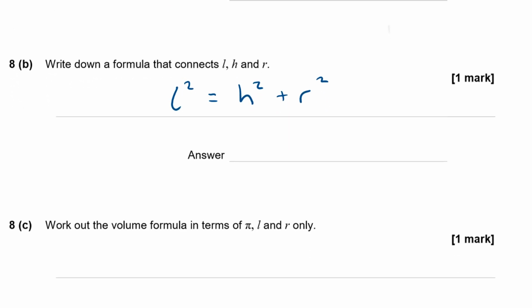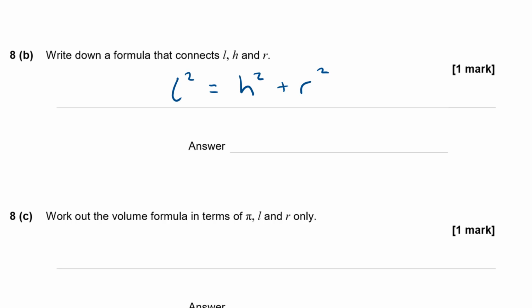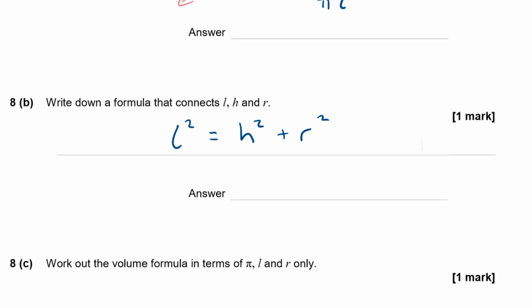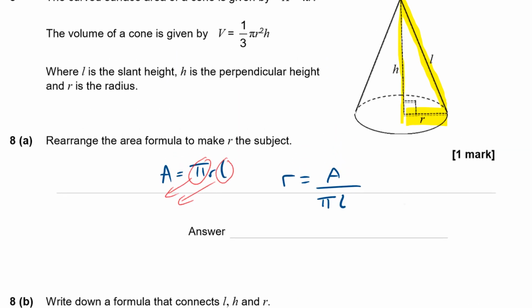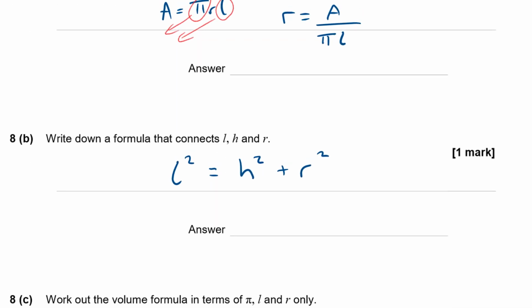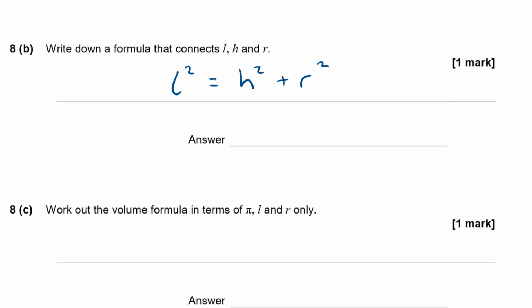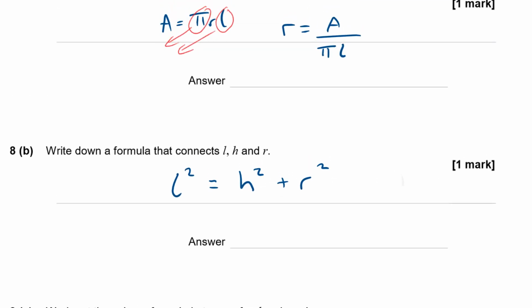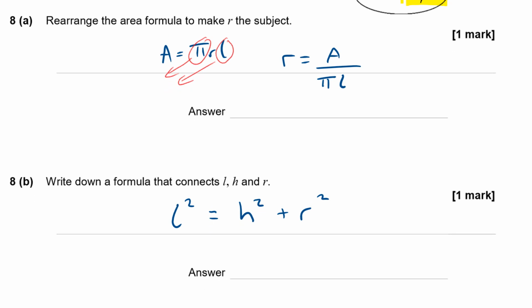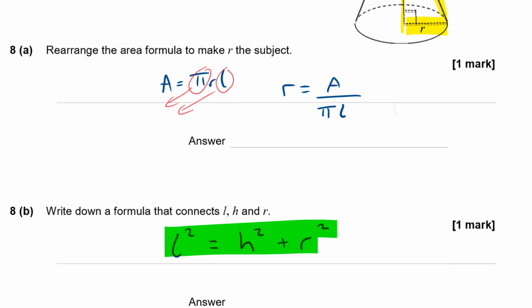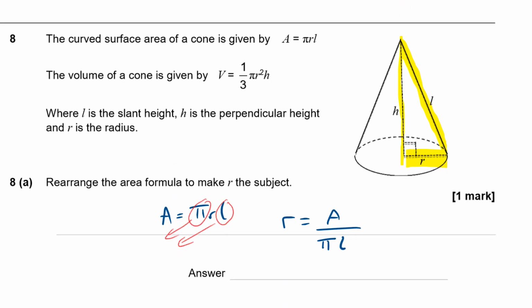Okay, and then finally it says work out the volume formula in terms of pi, r and L only. So currently the volume formula has got an h in it, so I need to replace the h with something that only has pi, r and L in it. Okay, so I'm going to have to use this formula, aren't I? So I'm going to use this formula here to replace h in this formula up here.